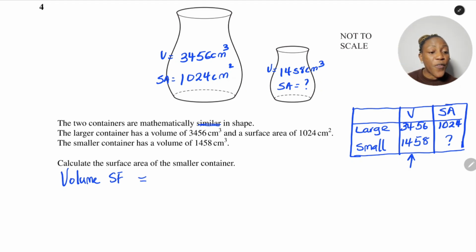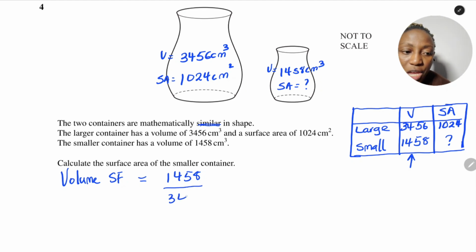Since I'm looking for the surface area of the smaller one, it's better I make my smaller one the term of reference. This is what I mean. It means that the smaller value will be at the top while the bigger value will be at the bottom. All right. So my volume scale factor is going to be 1,458 divided by 3,456. Okay. Now, this is my volume scale factor.